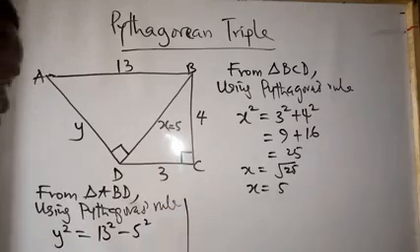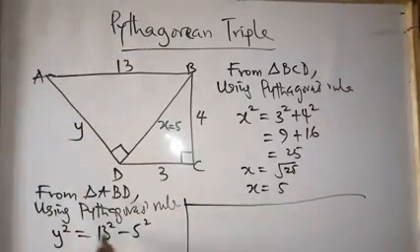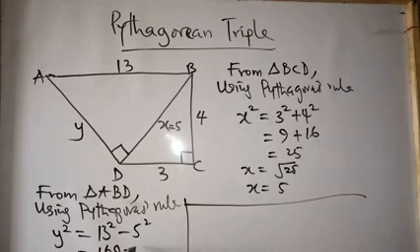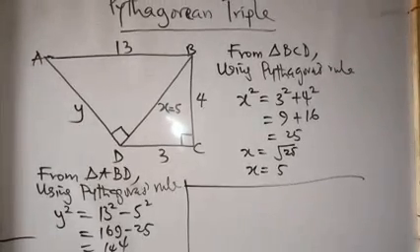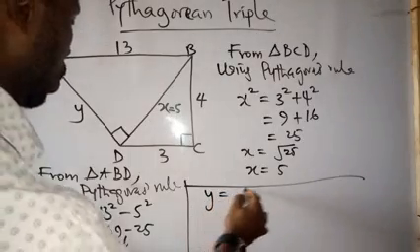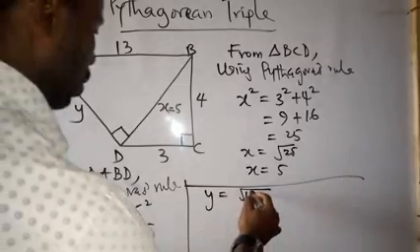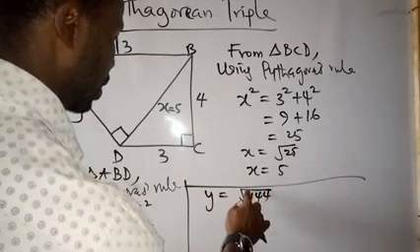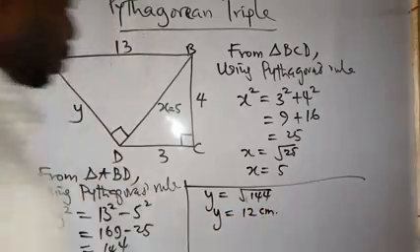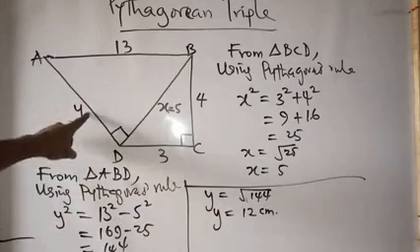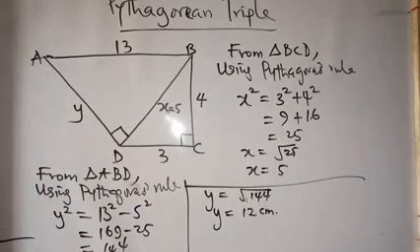When I was giving an example of something, this part, if you look at it, will give you 169 minus 25, which happens to be 144. So that 144 helps us to know that our y is equal to the square root of 144, and that is 12. That is 12 centimeter. So the part I'm looking for is 12 centimeter.